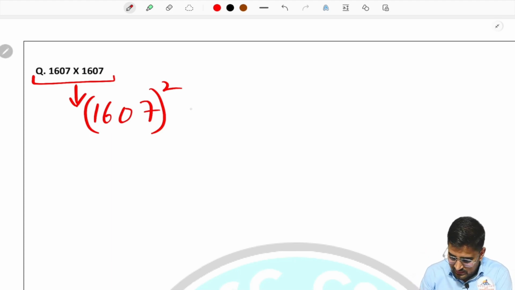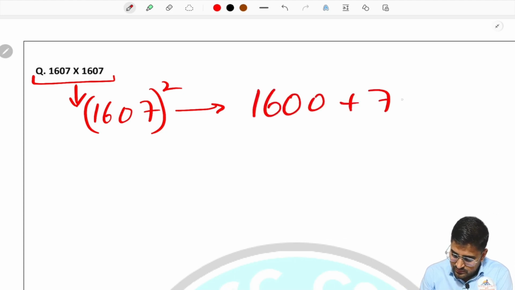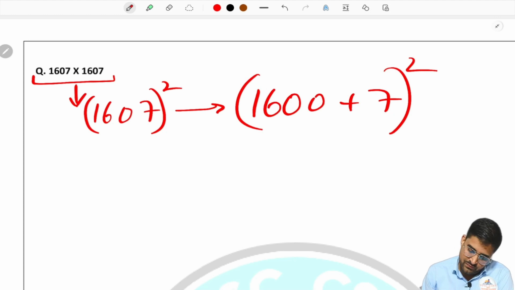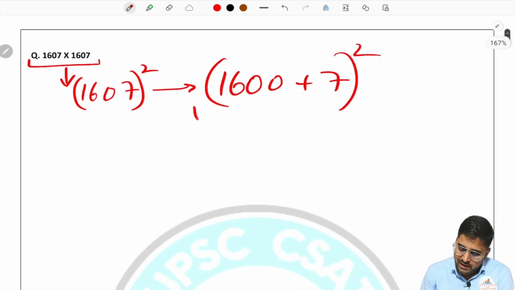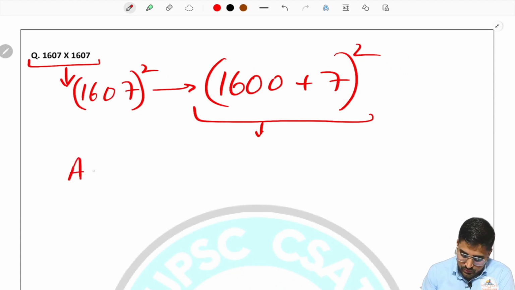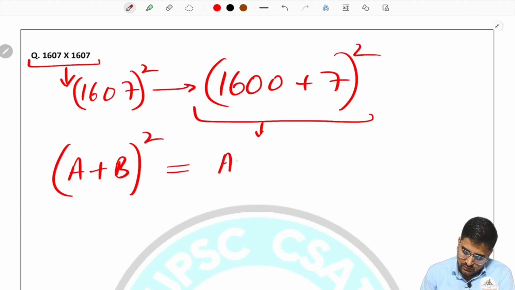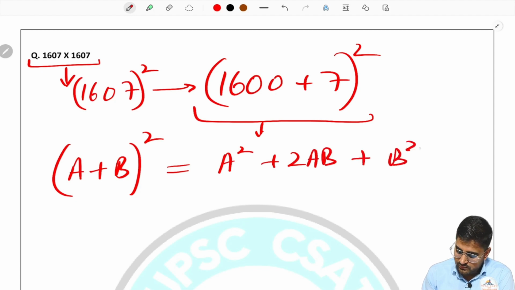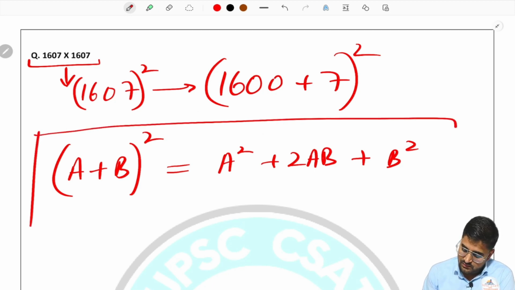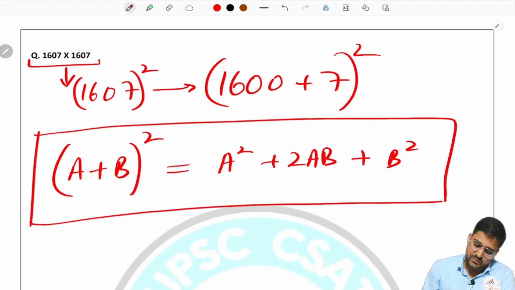No. The thing is, it can be written like this also: 1600 plus 7's whole square. Okay, so now when we write it like this, it is basically nothing but a property we have read also, and many of you knew this also. a square plus 2ab plus b square. Have you recognized this childhood memory? Try to recall.